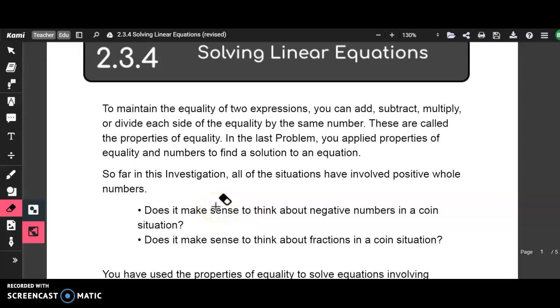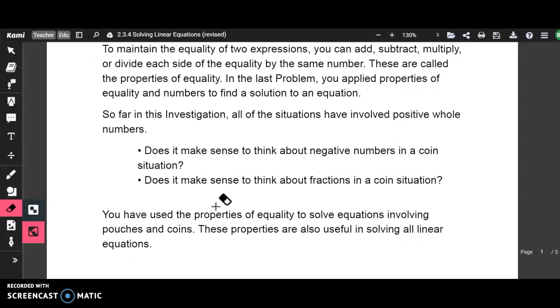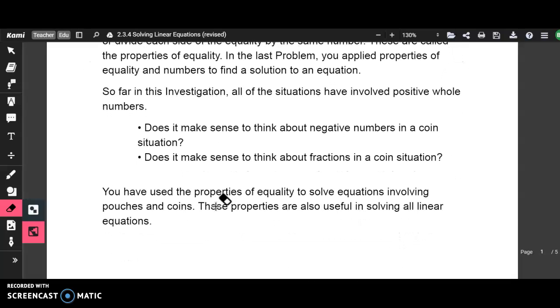So far in this investigation, all of the situations have involved positive whole numbers. Let's think about these couple questions here for a second. Does it make sense to think about negative numbers in a coin situation? And does it make sense to think about fractions in a coin situation?